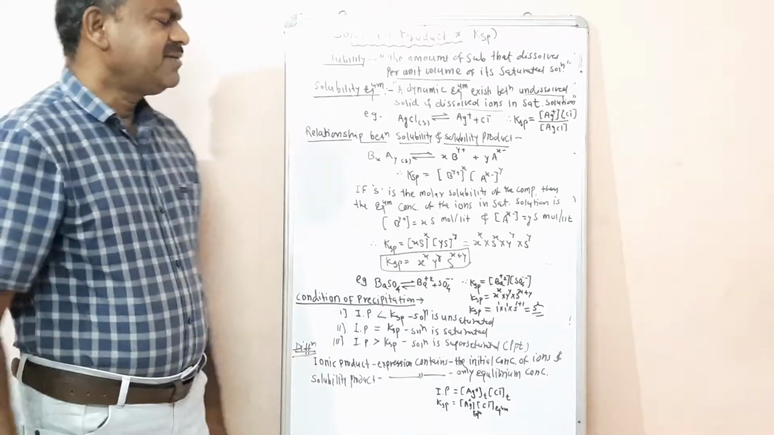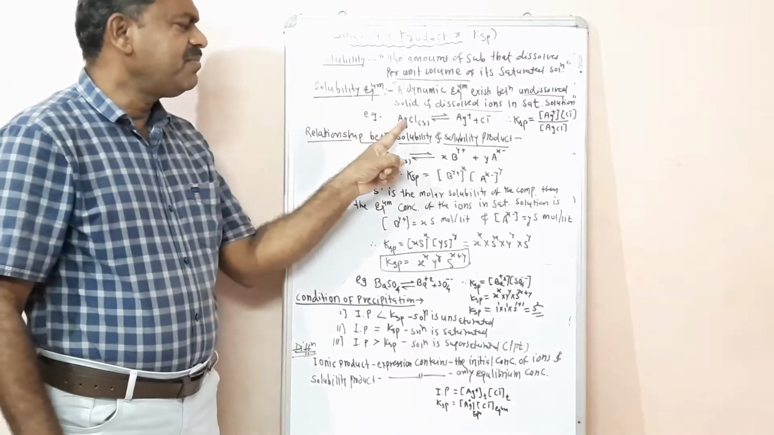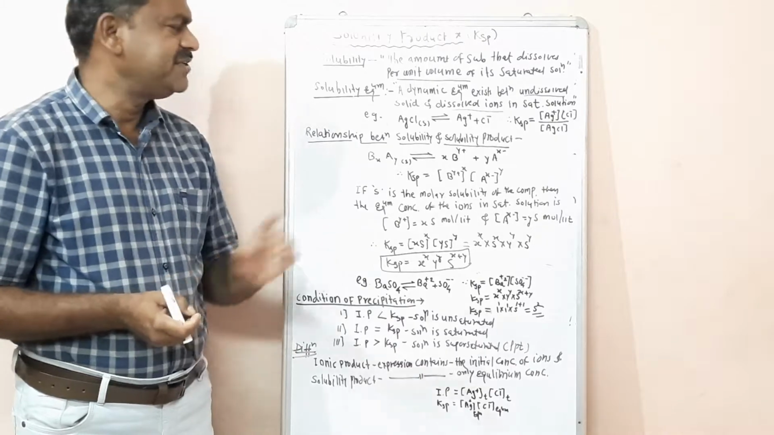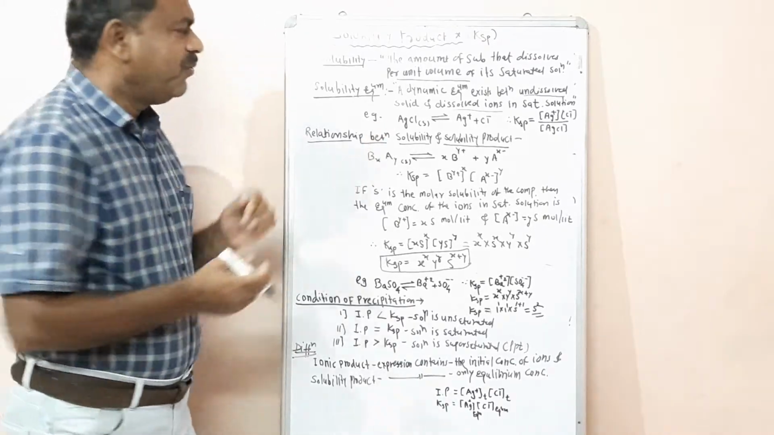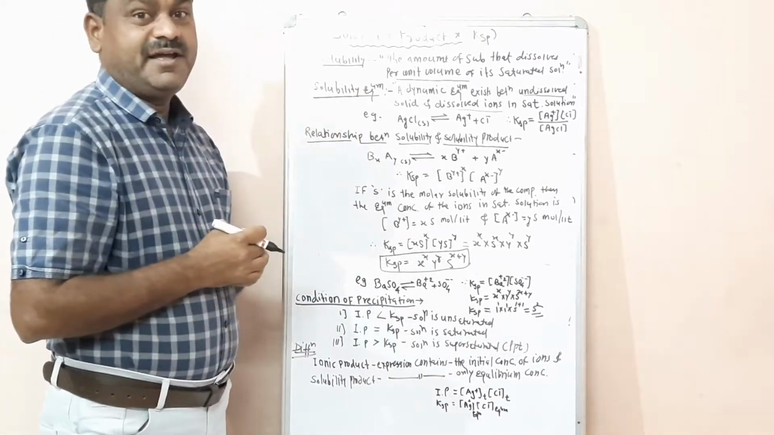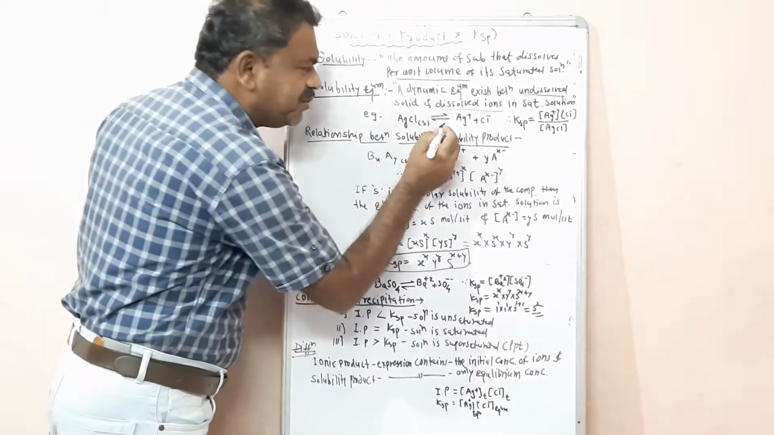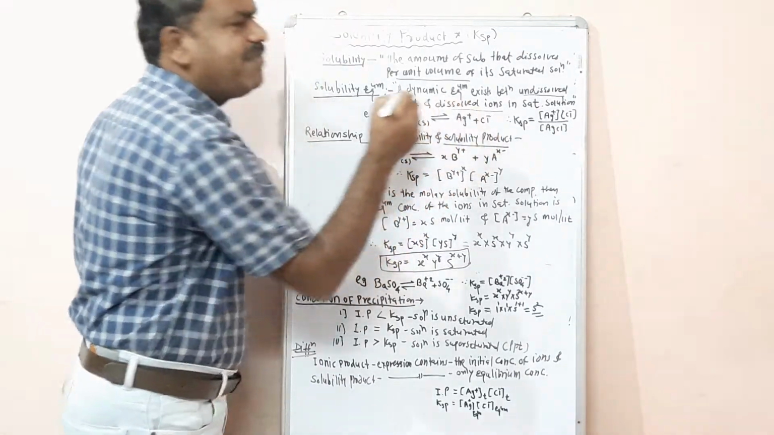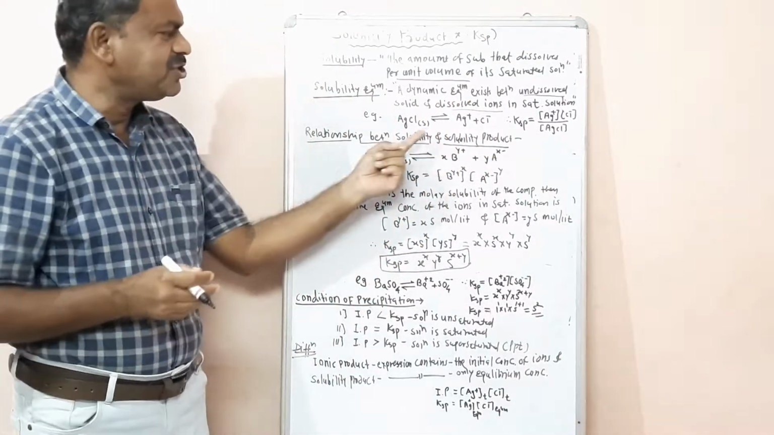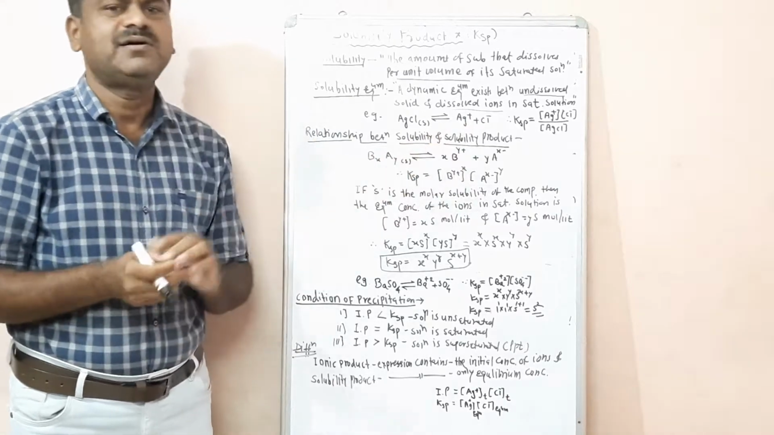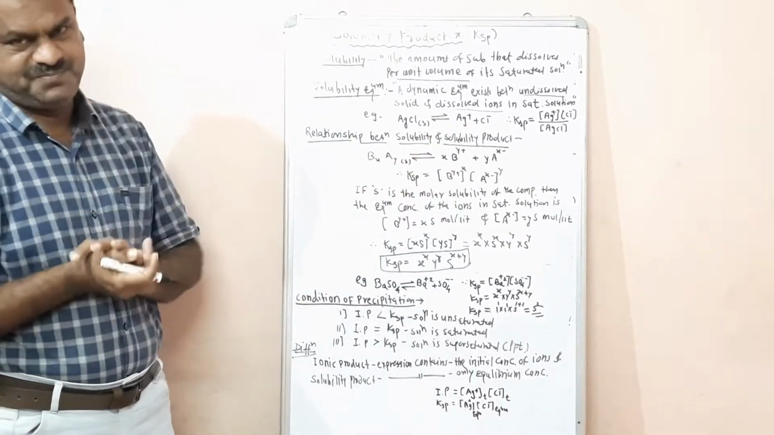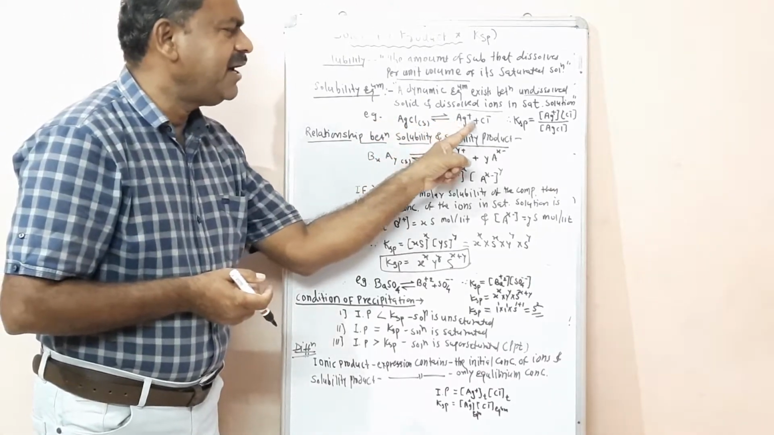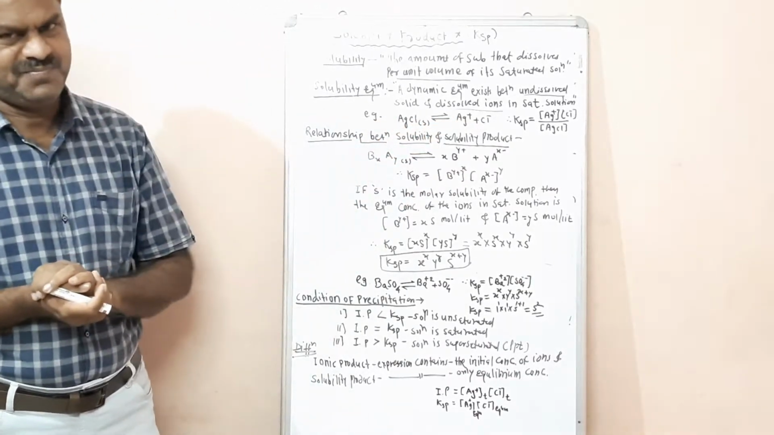Now, for example, suppose AgCl is a strong electrolyte in solid form, which dissolves in water to produce Ag plus (aqueous) and Cl minus (aqueous). Formation of Ag plus and Cl minus ions: AgCl gives the Ag plus and the Cl minus ions.